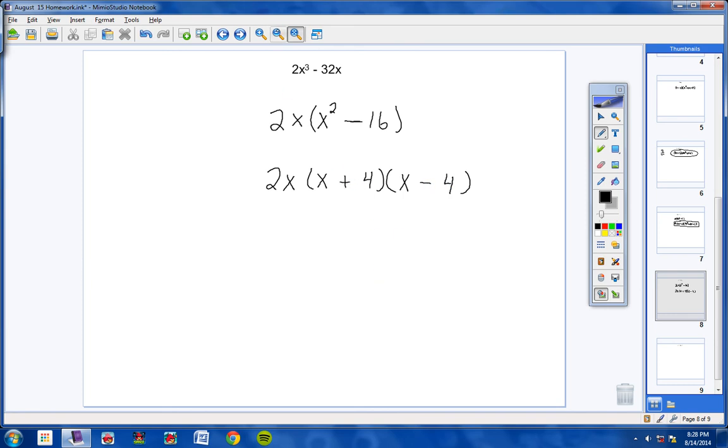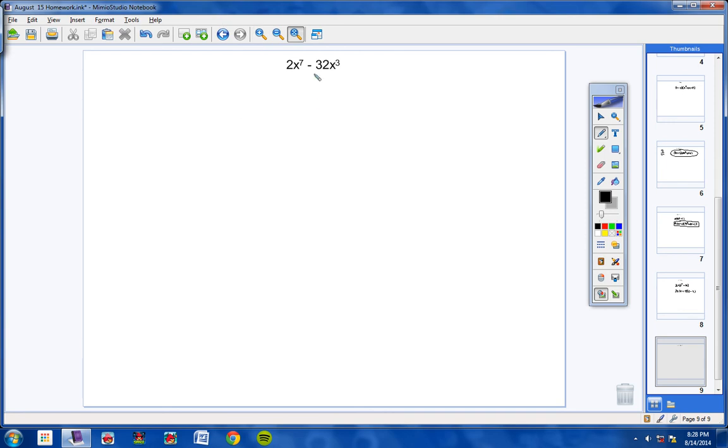And we're moving on. Last problem on the homework assignment. Okay, first of all, we're going to pull out what's common. So I know that a 2 goes into 2 and 32. Notice I have 7 x's here and 3 x's here. So I'm going to pull 3 x's out of both terms. Now, if I do that correctly, I should be left over with x to the 4th minus 16. Now let's check and make sure this is right. 2x cubed times x to the 4th is 2x to the 7th, and 2x cubed times negative 16 is negative 32x cubed.